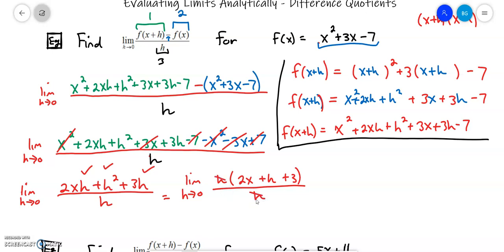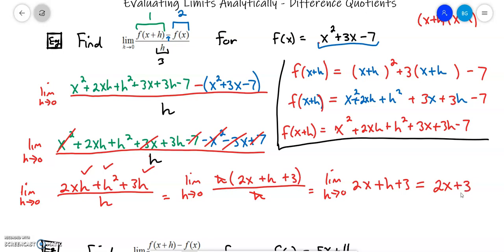Now I can cancel. And so now I'm just left with the limit as h goes to 0 of 2x plus h plus 3. And there's no problem with plugging in 0 for h right now because I don't have division by 0, I don't have negatives under a radical, I don't have anything that would cause me problems. So if I plug in 0 for h, I just get 2x plus 3.